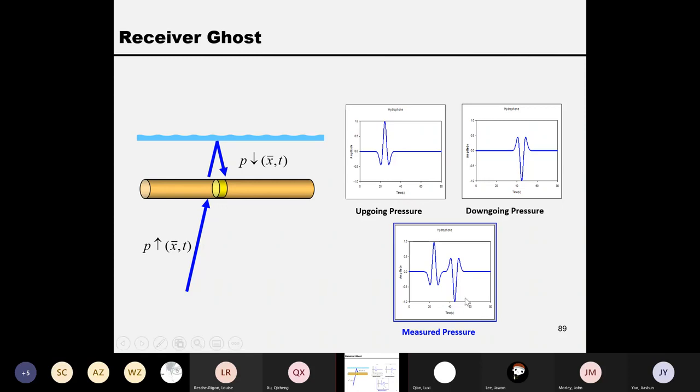So, because we cannot record pressure on the surface, we must put the source and the receiver below the water surface.